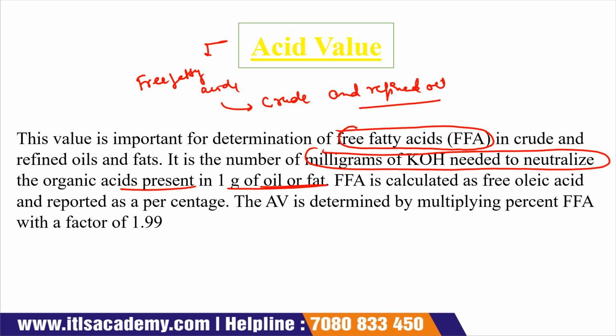Free fatty acid is also calculated as free oleic acid and reported as a percentage. The acid value is also determined by multiplying the free fatty acid with the factor 1.99. So if we have this percentage of the free fatty acid, then it will be multiplied by 1.99 and we get the acid value.